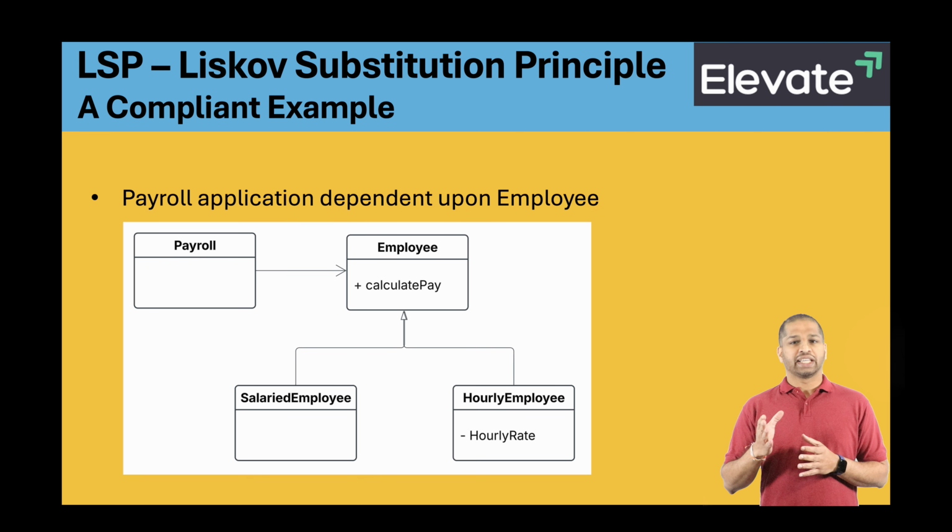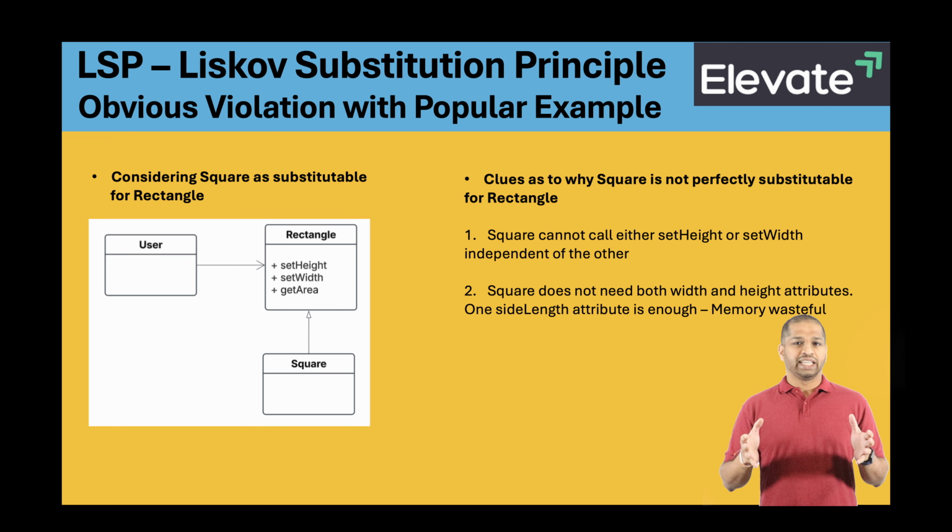Next, in this perfect example of a payroll application, we have an employee base class and two subclasses, salaried employee and hourly employee. For this payroll application, either the salaried employee or hourly employee is perfectly substitutable for the employee class because they share the common methods and common attributes when it comes to inheritance. This is a perfect compliant example for the LSP. Next, we will see a violation of this LSP.